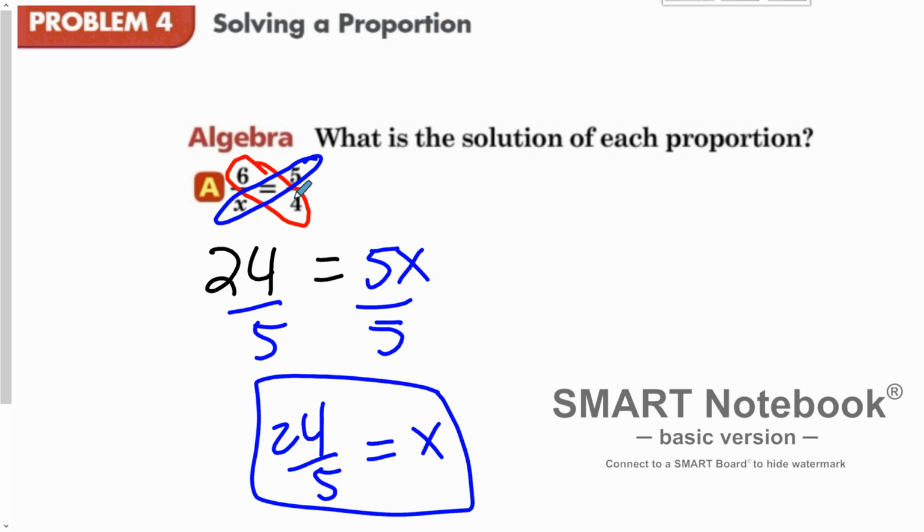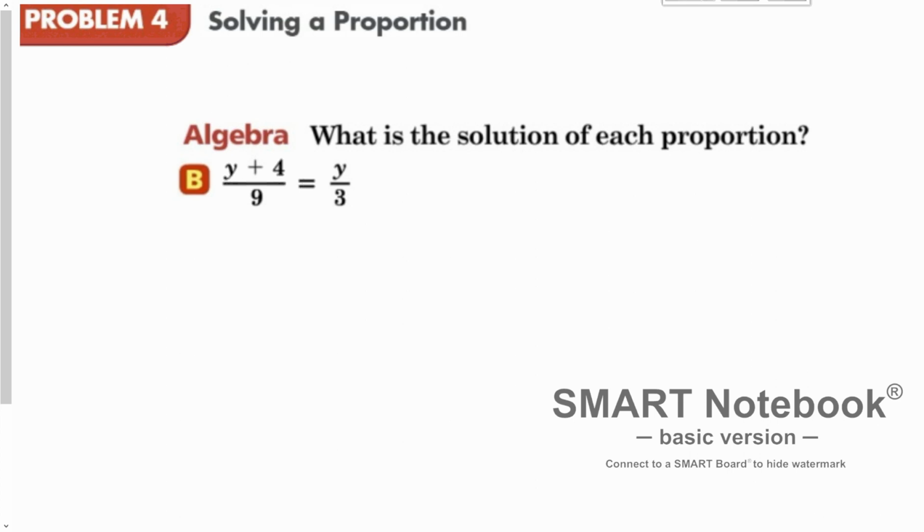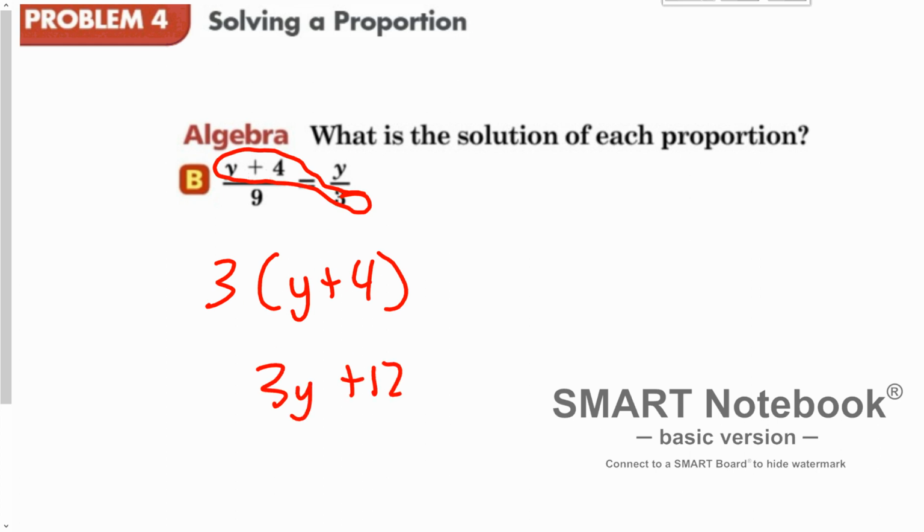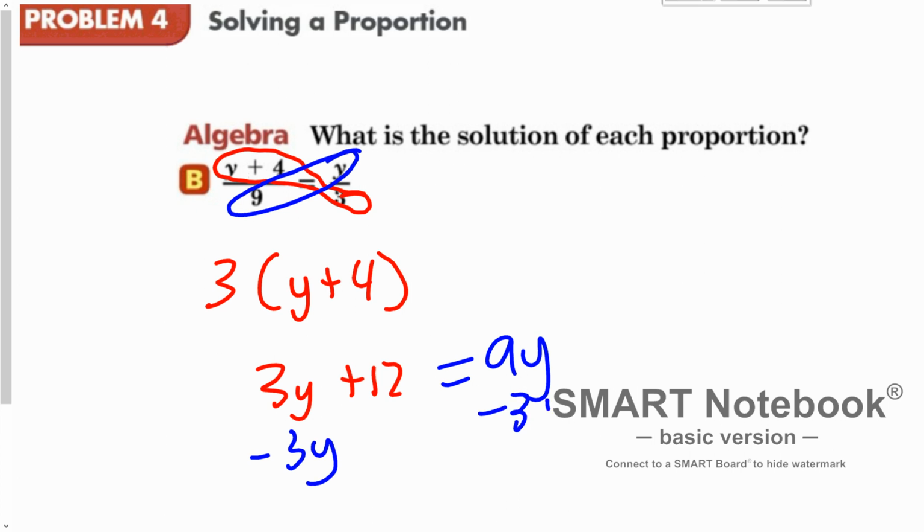So multiply your extremes, multiply your means, basically multiply across diagonally, set them equal to each other. Okay, so let's do this one. Here's my means. So I'm going to multiply those. So this time I'm taking 3 times y plus 4, both of those. So 3 times y and 3 times 4. So you got to make sure you multiply both of them. And then my two means, multiply those. And then solve for y, move the y's to one side. Divide by 6, divide by 6. So y is equal to 2.